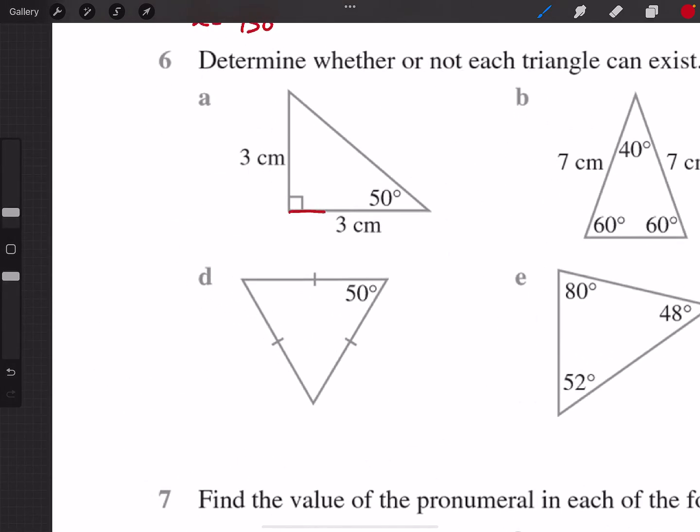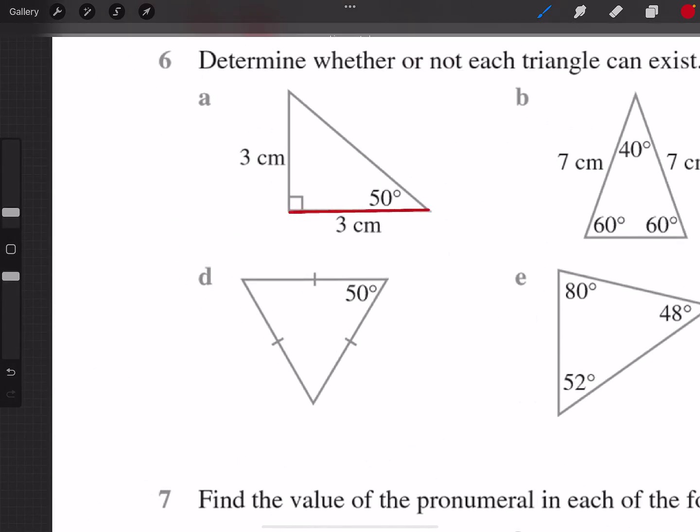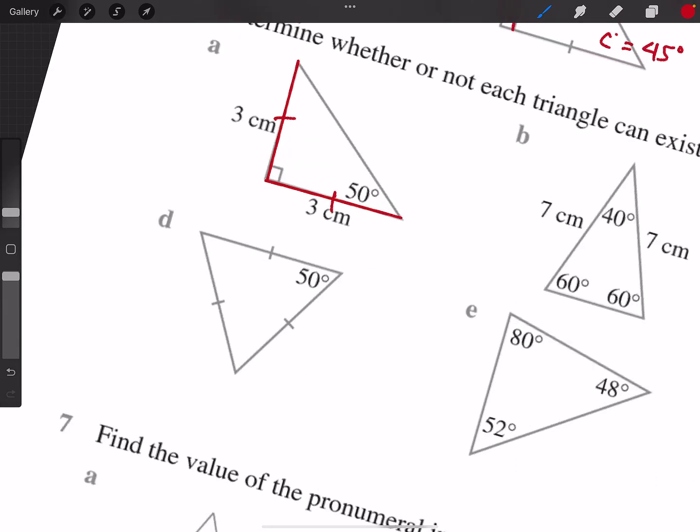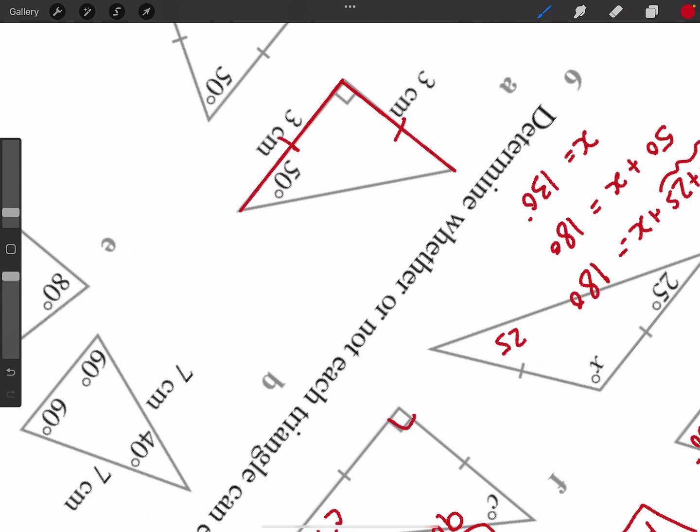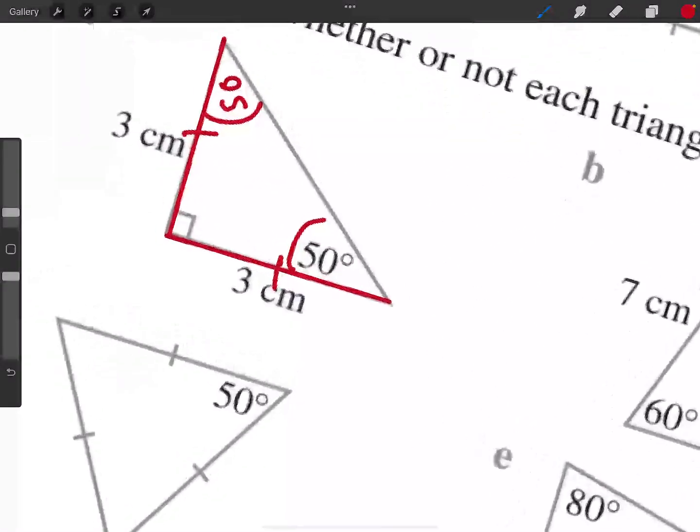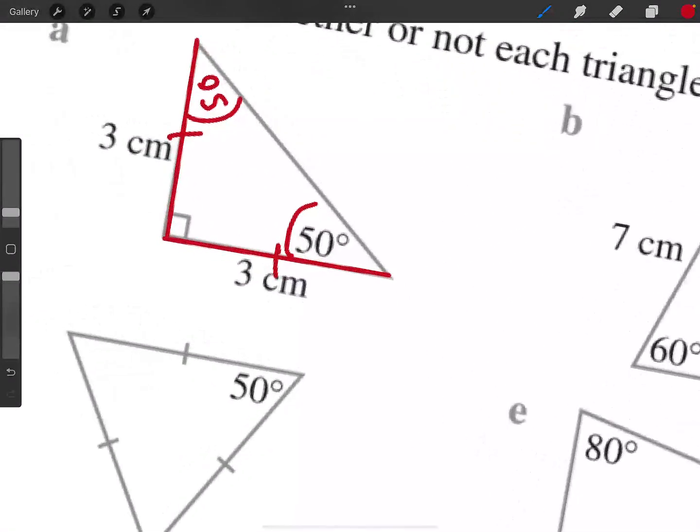You got, this length is 3, and this length is also 3. These are both 3. So therefore, this is another isosceles triangle. Now, if this is 50, then this must also be 50 as well. Okay, so let's see if this works. Let's add up all the angles. You got 50 plus 50 plus, what's this angle here? This is 90, isn't it? So plus 90. And that's going to give you 190 degrees.